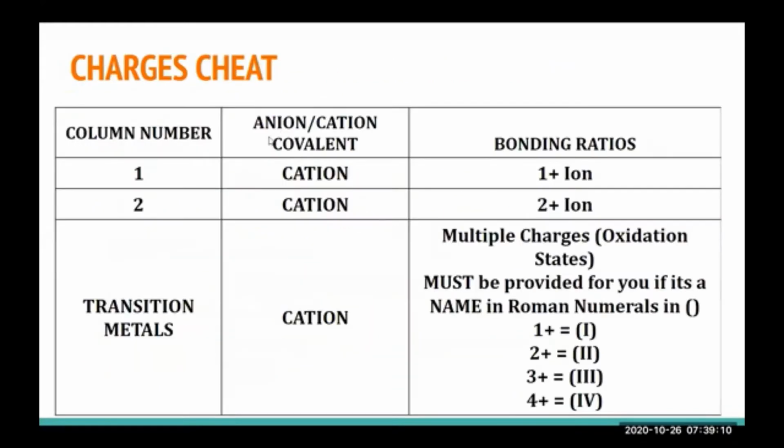So here's your charges cheat sheet. Column number 1 forms a cation, and that's a 1+ ion. Column number 2 also forms a cation, and that's a 2+ ion. Your transition metals are all cations. They have multiple charges, also known as oxidation state. So if you hear the word charge or oxidation state, they mean the same thing. They are synonyms. And it must be provided for you if it's in a name in Roman numerals.